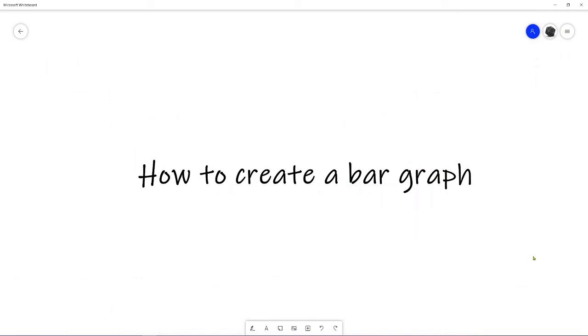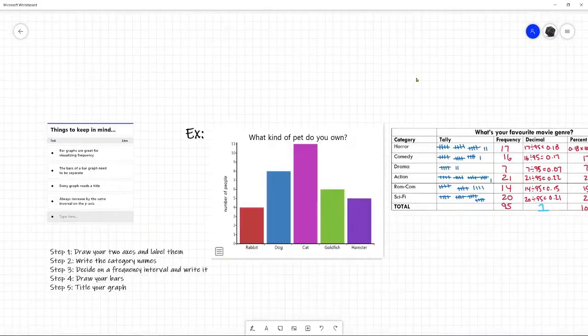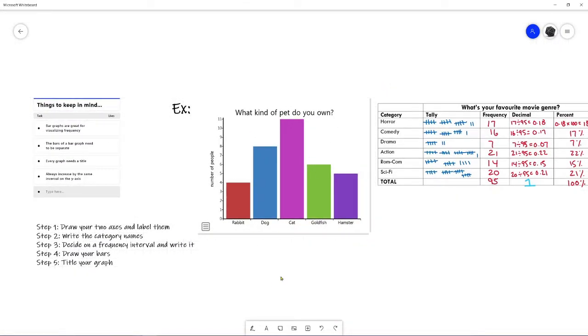Okay, Hadley, in this video I'm going to show you how to create a bar graph. Before we get into it though, there's a few things that we should know. First of all, here's an example of what a completed bar graph looks like. It's nice and colorful. We don't necessarily need to have colors in ours, but looking at this, there's a few things that I want you to keep in mind.